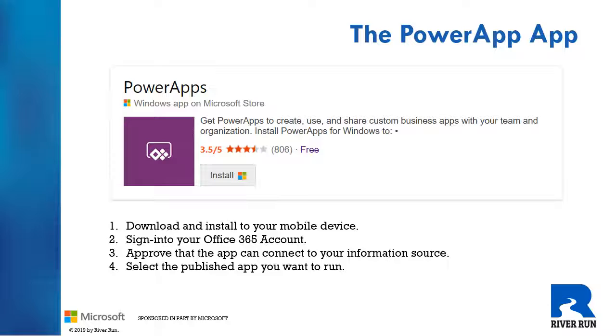Then when you activate it or open it, it's going to ask you to sign into your Office 365 account. You can approve that app, saying, okay, this app I've now downloaded to my phone has permission to connect to your information source. Now the information is going to go back and forth encrypted so that you don't have to worry about that. And it's not going to allow you to see any data that you don't have permissions for in any other application. It simply connects your phone to that application. All right?